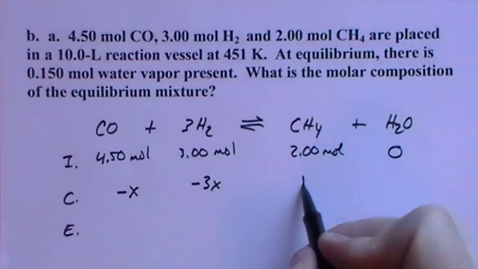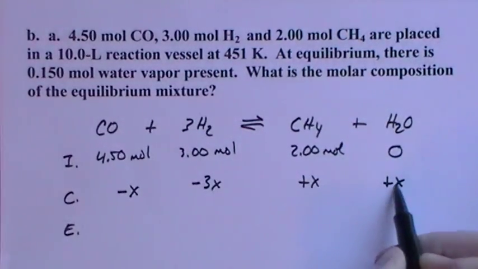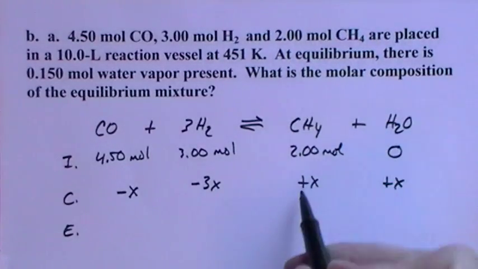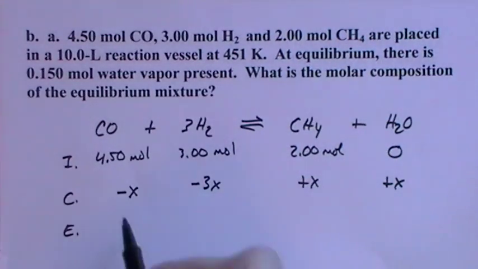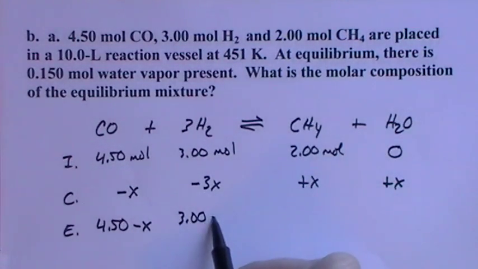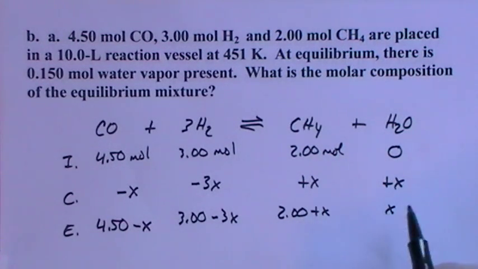You need to have that in there, plus x. If this was 2 waters, it'd be plus 2x, but it's just 1. So look at the coefficients. If this was 5 and this was 7, this would be plus 5x, plus 7x. Don't forget to put these in, but since they're 1 to 1, it's just plus x, plus x. And that's one of the problems that we deal with.